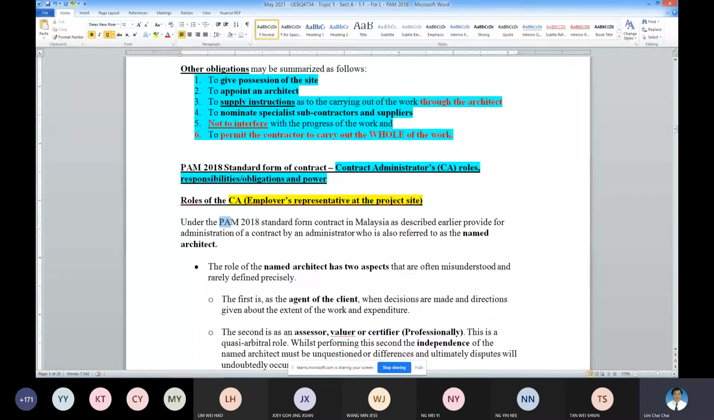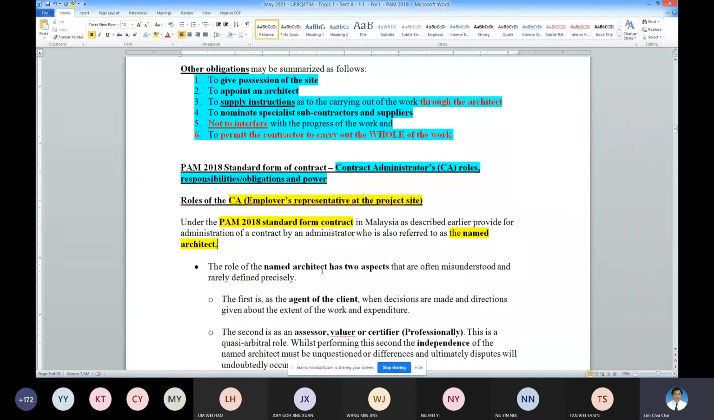The first thing is the architect must be named in the contract document. It has to be a named architect. It cannot be just a company. It must be a name: Miss A, Miss B, Mr. C, Mr. D must be named. Then only can the contract be administered properly. It must be the named one.